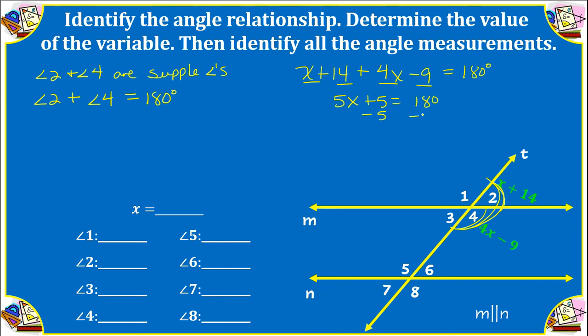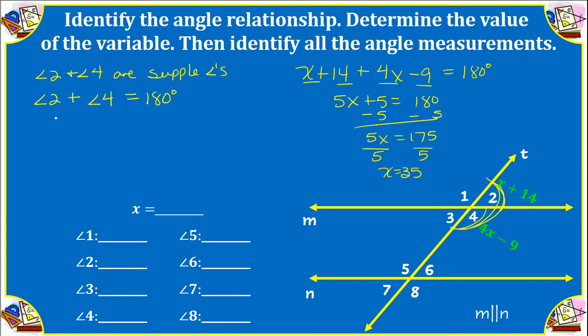We're going to subtract out 5. Grab my little calculator. So that goes in 3 times, I think 37, but let's see. Oh, 35. See, good thing I checked that. Divided by 5, and x is 35.